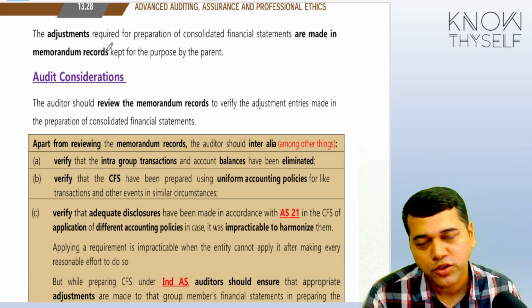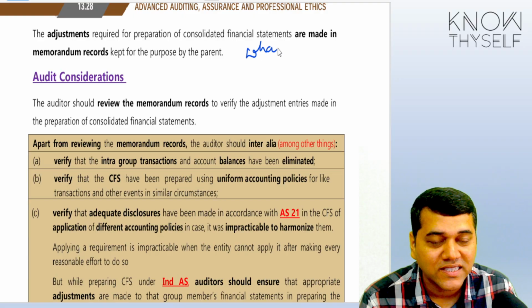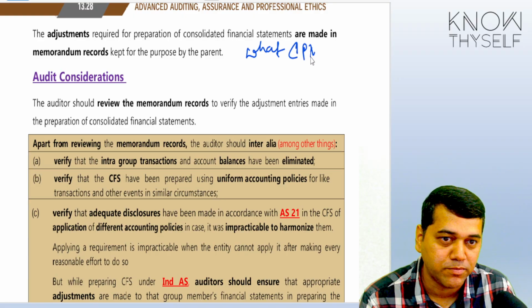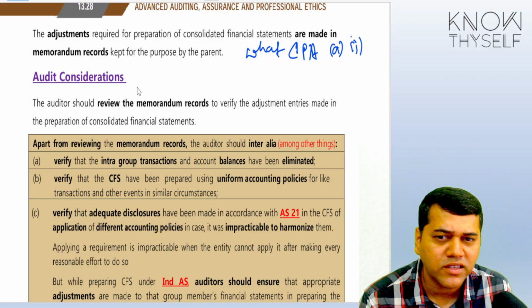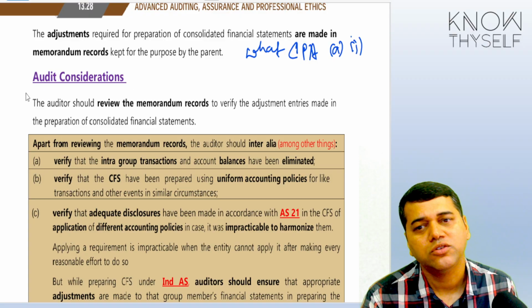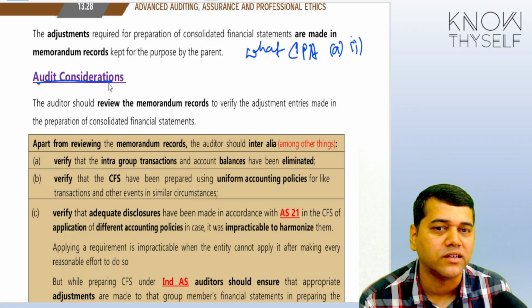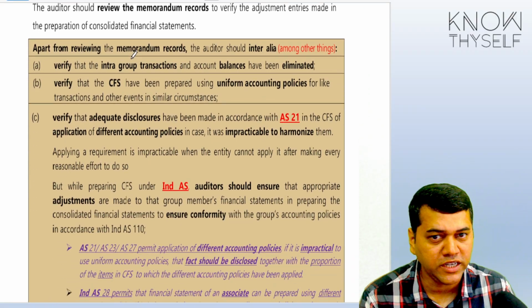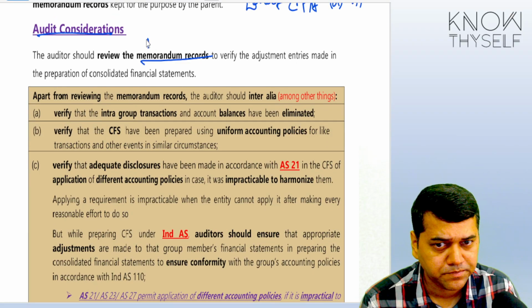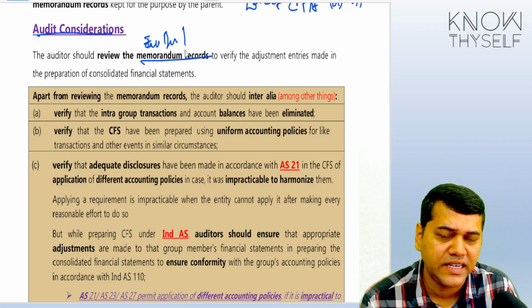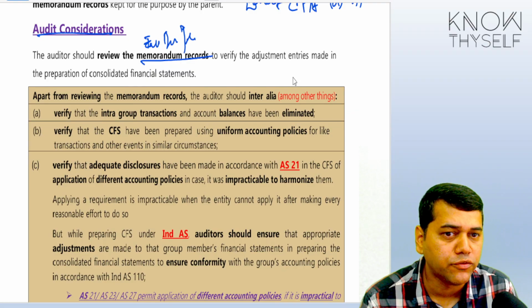So now, once you have understood what is a current period adjustment, which is point number A to J, what are your considerations? See, they could have given this path, but they didn't, so we will make that path. You write audit consideration. The auditor should review memorandum of records. Memorandum means draft, temporary records, to verify the adjustment.